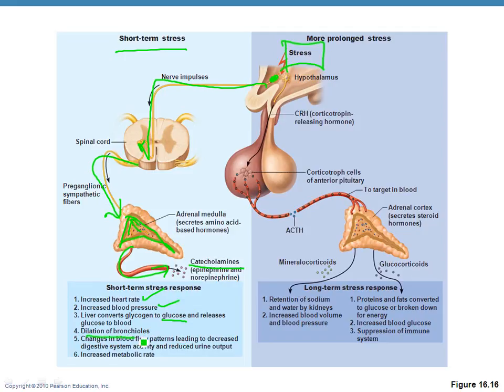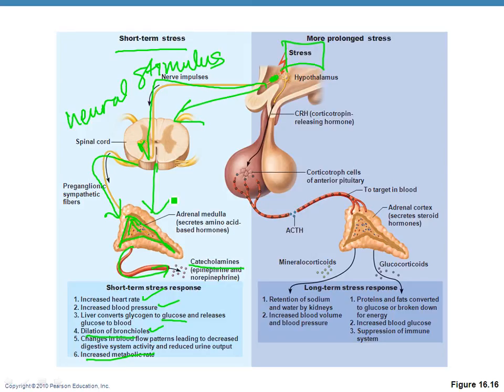It's going to dilate the bronchioles so you can get more oxygen. It's going to change the blood flow patterns, get more blood flow to your brain, to your heart, to your skeletal muscles, and increase your metabolic rate. Increase the amount of glucose and oxygen you can turn into ATP. Do it faster, right? So this is an example of a direct neural stimulus. We have a neuron carrying the message to the gland, okay?